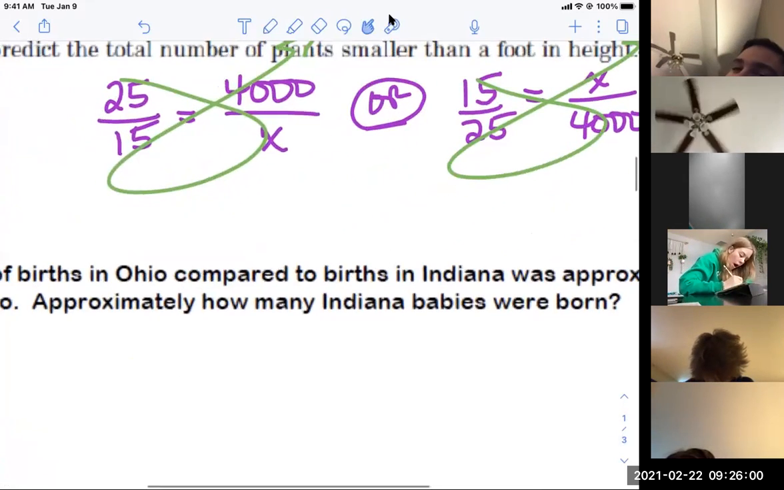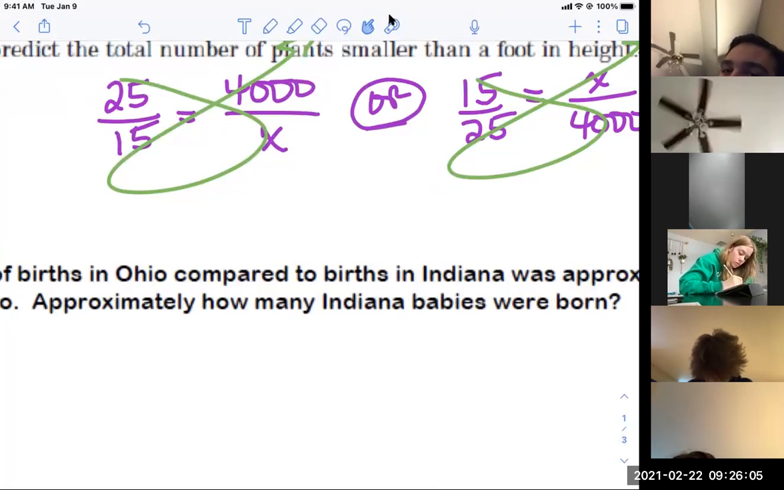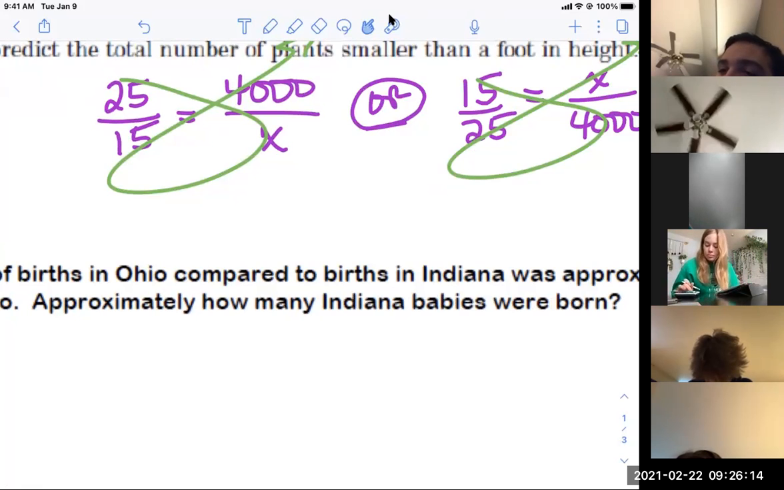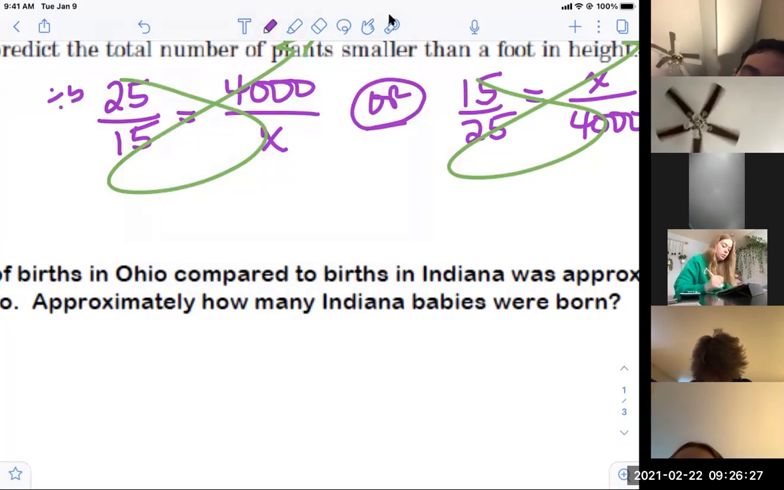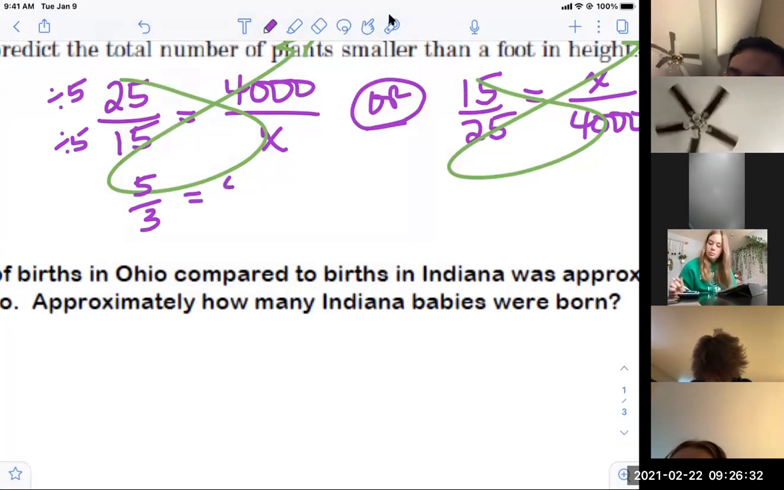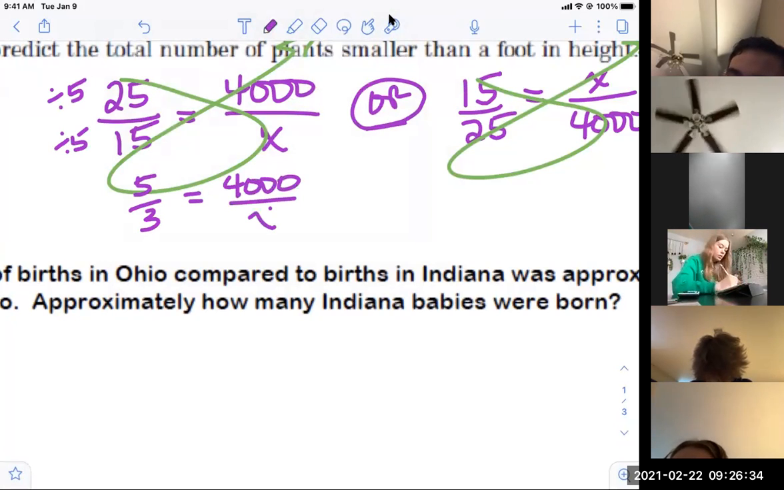Now you have two options. You can just cross multiply the way that it is, or you can simplify a little bit. What can you do on the left side? Someone who has not talked to me yet today. What can you do on the left side? You could do 5 over 3. Okay, so you're dividing out what? The 5. Yeah, you're taking out a common factor of 5. So 5 over 3 equals 4,000 over X.